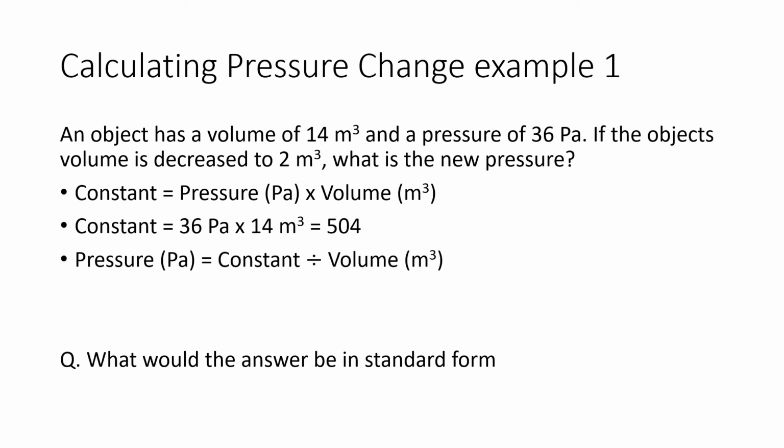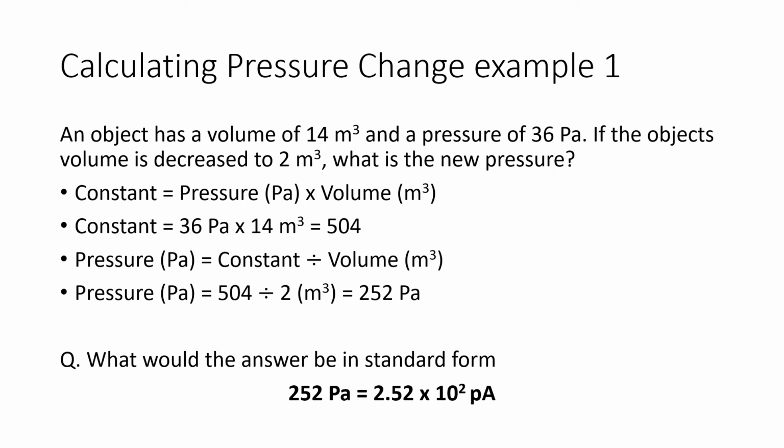So if we shuffle the equation round so that we can calculate the new pressure, add in 504 as our constant, we divide that by 2 as our volume, means that our new pressure would be 252 pascals. If you were asked to do that in standard form, you need to make sure you can use standard form. You would write it as 2.52 by 10 to the power of 2.